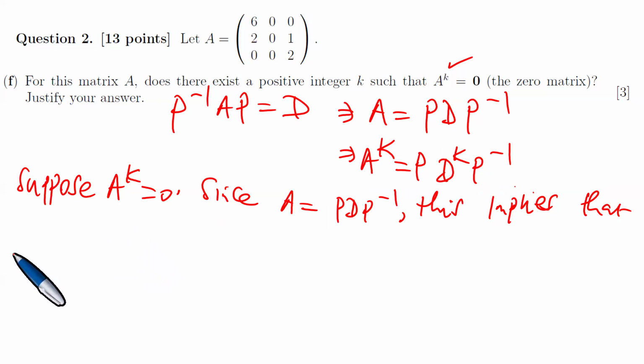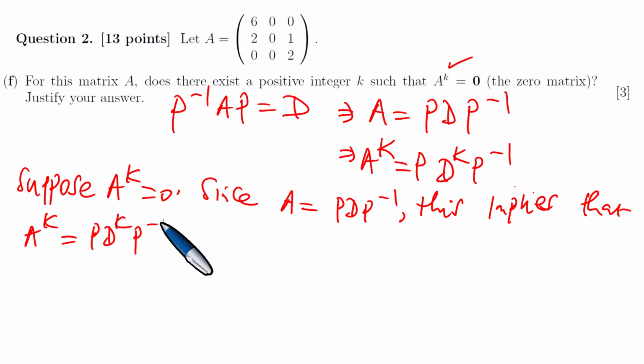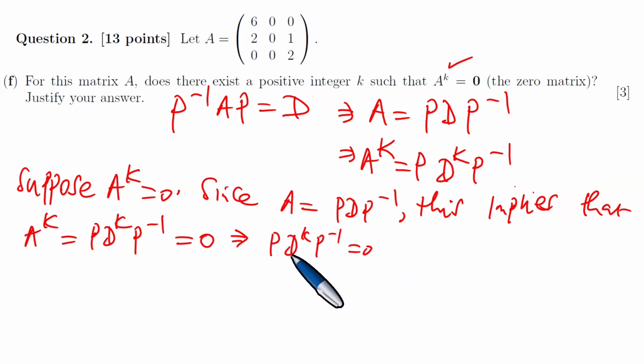It implies that a to the power k is p d to the power k p inverse, which is equal to 0, because if a to the power k is 0, even this thing here is going to be equal to 0. Now with this, it means therefore that we have p d to the power k p inverse is 0. So with this in mind, what does this mean?